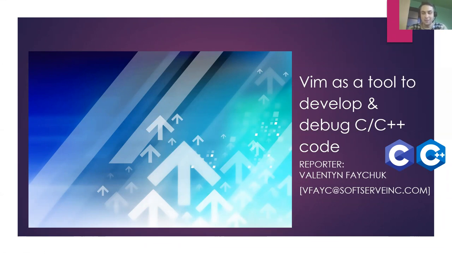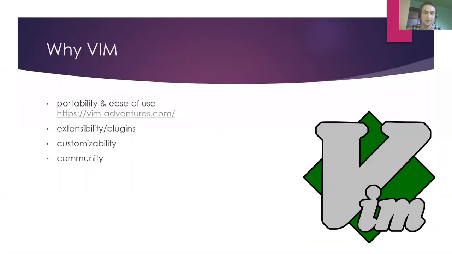Today, we are going to be talking about Vim. Vim improved, so-called. It's a tool to develop and debug C, C++ code. My name is Valentyn. I'm a C, C++ developer working at Cisco and use Vim very tightly for developing the products.